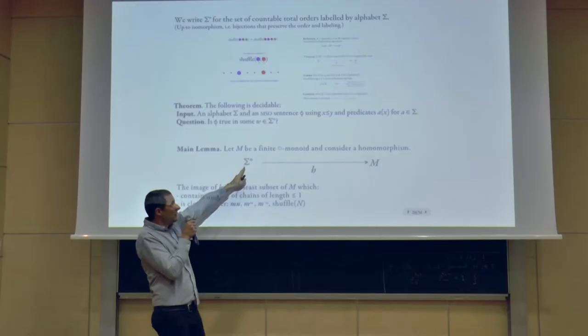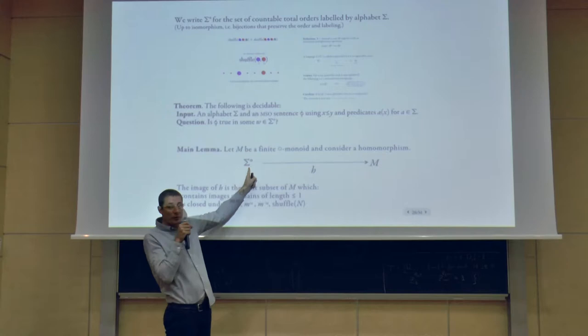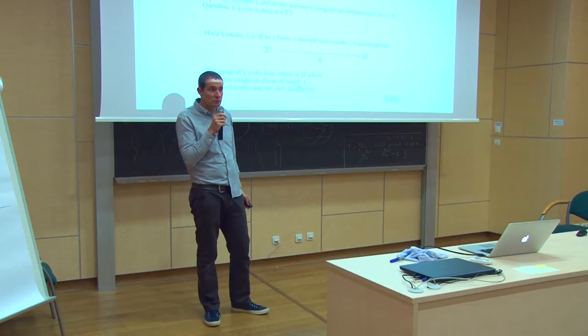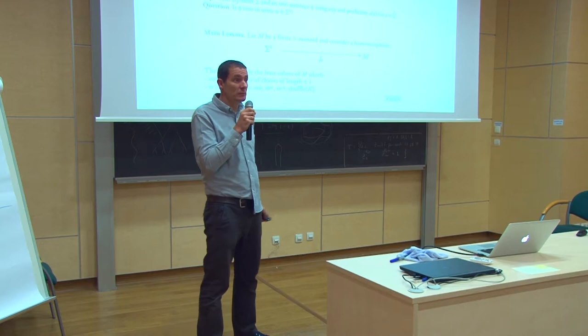Let's have a homomorphism from arbitrary countable words to some finite structure. Then the image is the least subset which contains chains of length at most one, is closed under binary concatenation, omega concatenation, reverse omega concatenation, and the shuffle operation. So you only need to add shuffle. Okay?